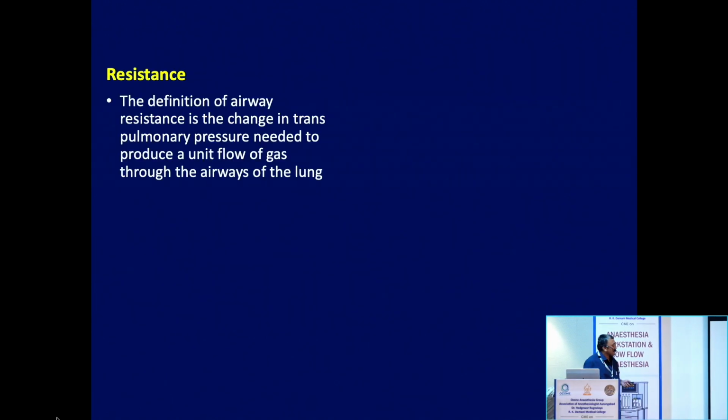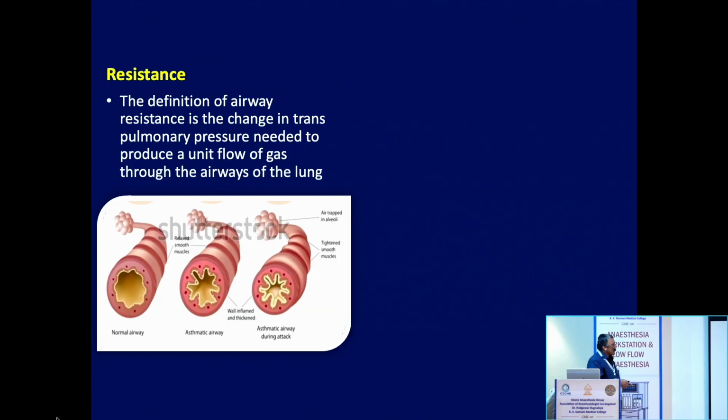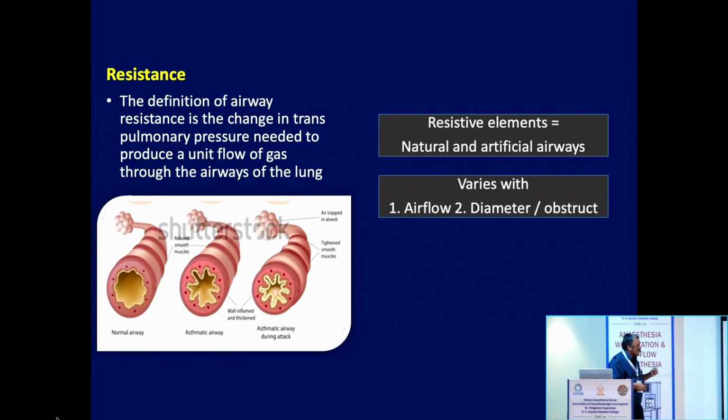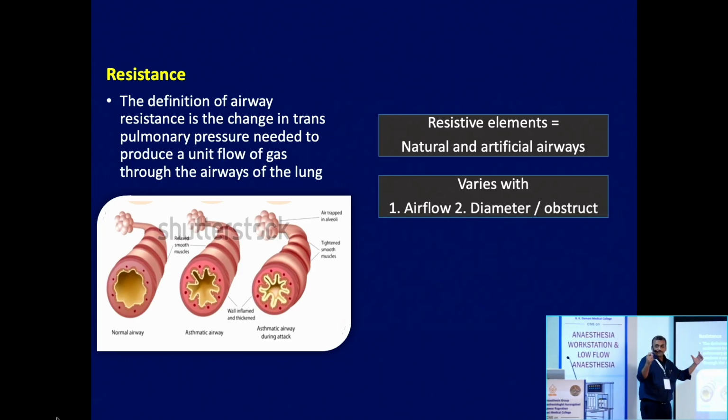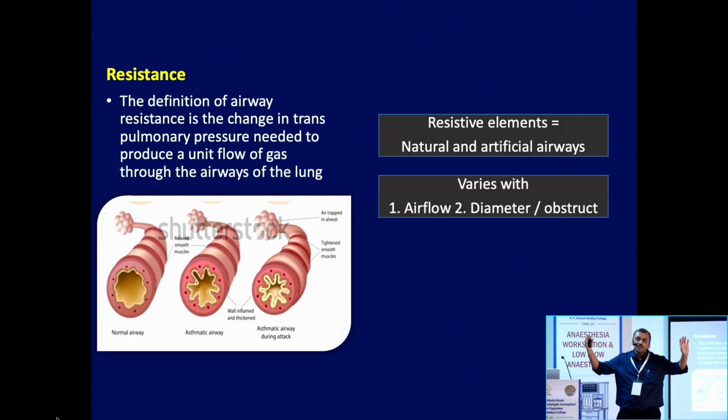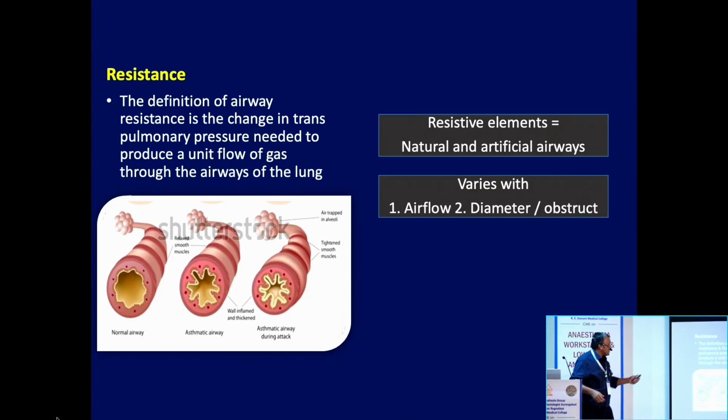So two elements: basically the endotracheal tube, the airway, and then you will have your lung and chest wall. These two important things. Now, if you look at resistance, the definition of airway resistance is the change in transpulmonary pressure needed to produce a unit of flow of gas across the airways of the lung. It's very important to understand this. Suppose there is a pipe and I want to create a flow. This is point A and this is point B. If I have to create a flow from A to B, there is a resistance which is going to be offered, and I need to overcome that resistance. That is nothing but resistance.